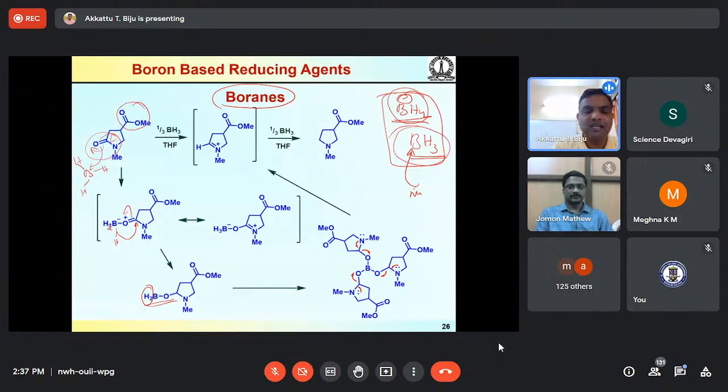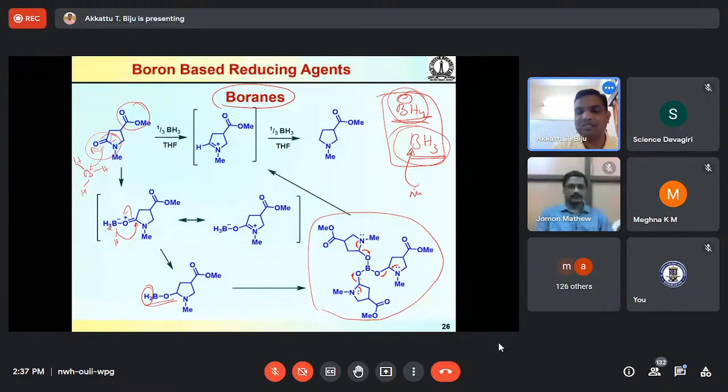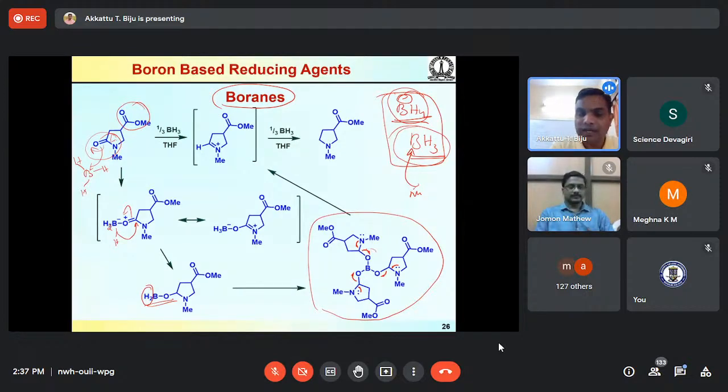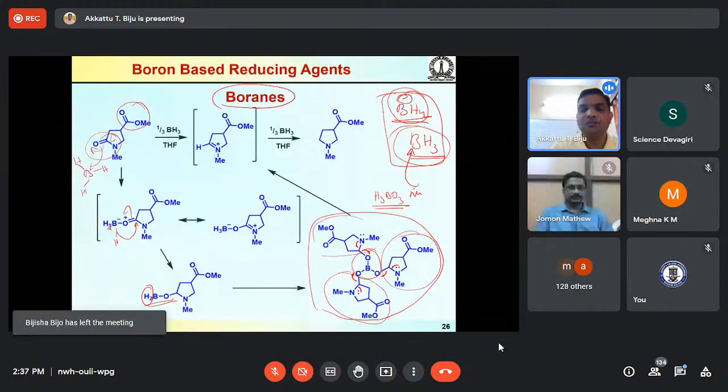This can again do the same process, leading to the replacement of all the three hydrogen atoms of BH3 by this species, which is a boric acid derivative. And this boric acid derivative now can hydrolyze. And in the end, you get H3BO3, which is boric acid. And the remaining part, three times, because this process happened 3 times, you get an iminium species.